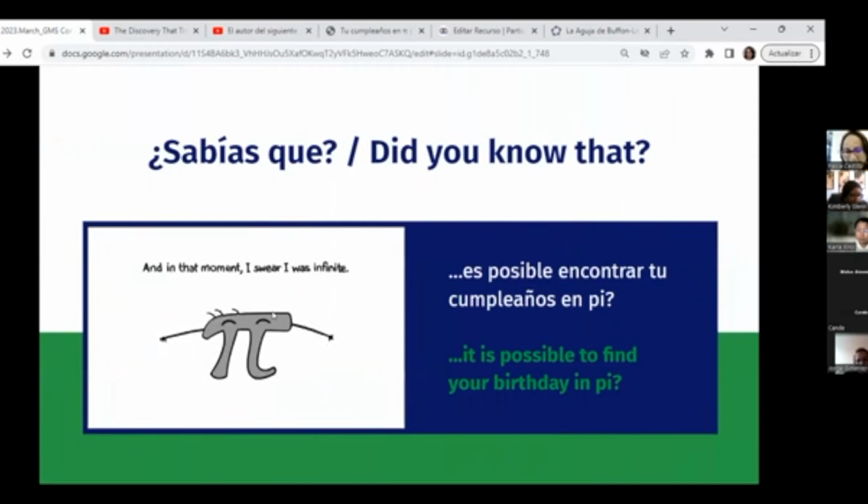And finally, for closing, did you know that you can find your birthday in pi? How do we do this? I'm going to leave you this in the chat so that you can do it and you can share it.